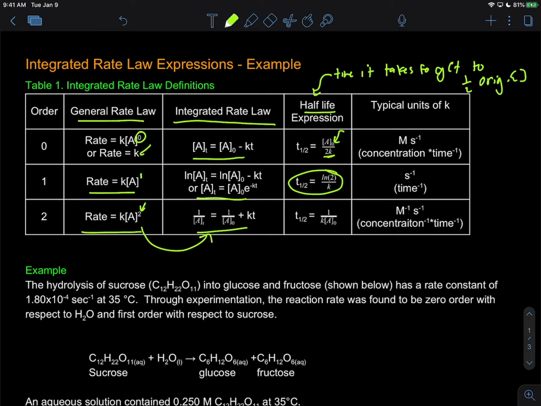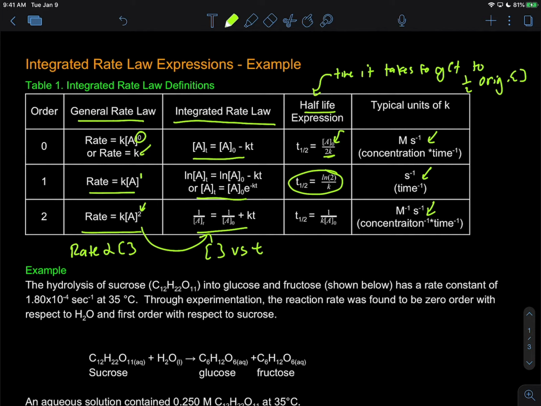Each of those has a corresponding integrated rate law expression that is able to relate concentration over time. Just to remind us, our general rate law is looking at the rate and how that relates to concentration, whereas our integrated rate law is looking at how our concentration changes over a time period. And then we also see our rate constant tells us something about what our order is, because that rate constant is specific for a first order, zero order, or second order.